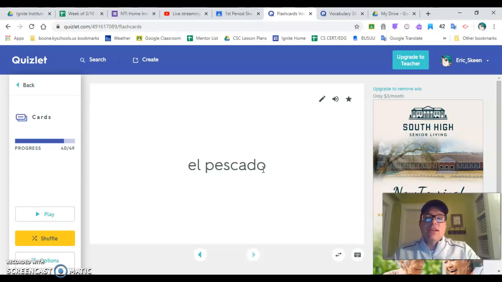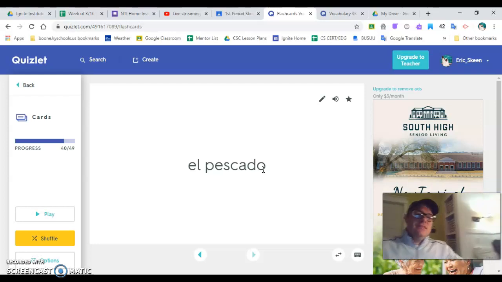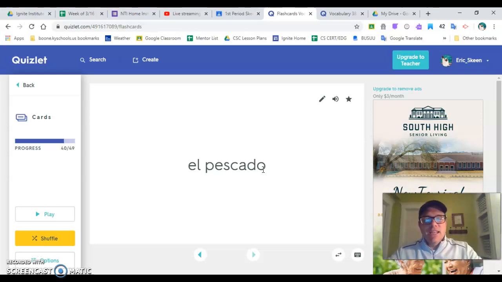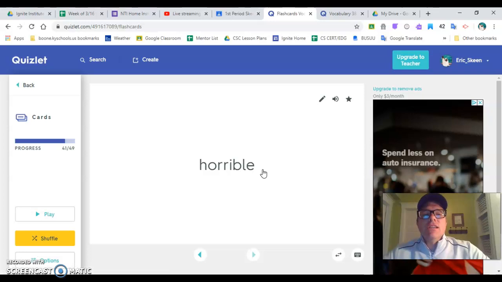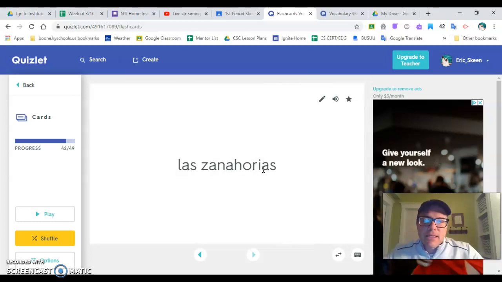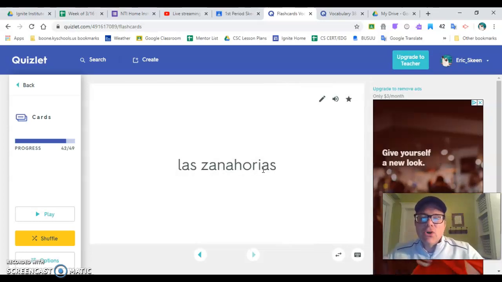Pescado. Think of Pisces, the sign. We'll let the cat go behind the computer screen this time. Okay, this is, yes, that's Ellie. Anyway, pescado. Next one is horrible. Horrible. Mr. Skeen, he felt a bit horrible ayer or yesterday. Horrible. Okay, then we have las zanahorias.